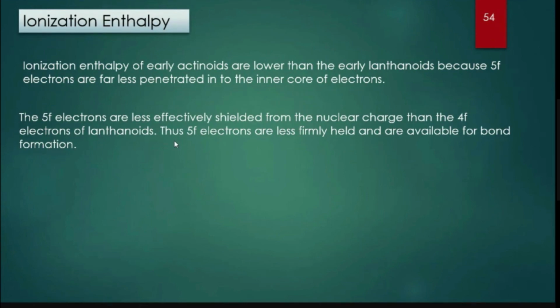The 5f electrons are less effectively shielded from the nuclear charge than the 4f electrons of lanthanides. So what I mean to say is the poor shielding effect of 5f electrons is much poorer than the 4f electrons of lanthanides. Thus 5f electrons are less firmly held and are available for bond formation. So this statement says that 5f electrons have much poorer shielding effect than the 4f electrons of lanthanides, because of which more number of electrons are available for bond formation, so that they can increase their oxidation number as well as the valency. This is about the ionization enthalpy of actinides.